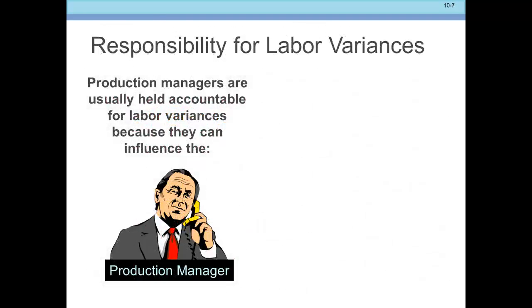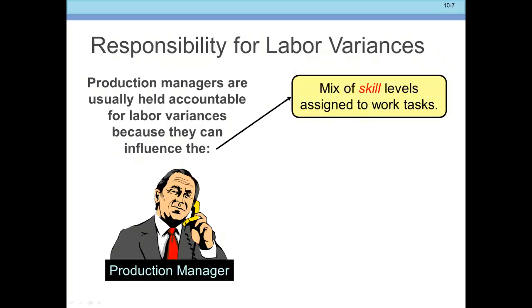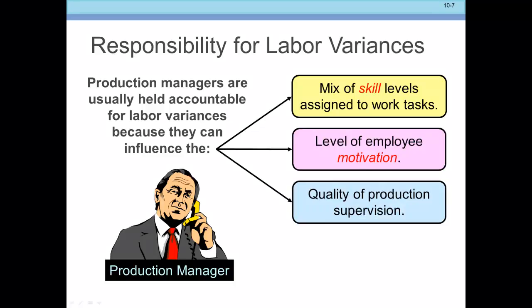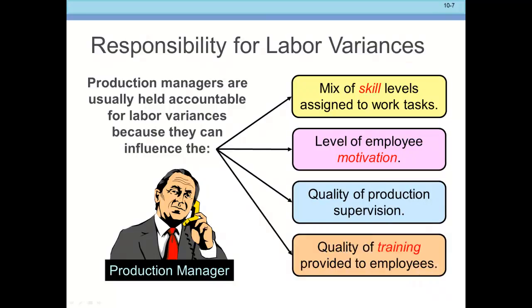Labor variances are partially controllable by employees within the production department. For example, production managers or supervisors can influence the following: the deployment of highly skilled workers and less skilled workers on tasks consistent with their skill levels, the level of employee motivation within the department, the quality of production supervision, and the quality of the training that's provided to the employees. All of these things can have either a positive or negative impact on our variances.